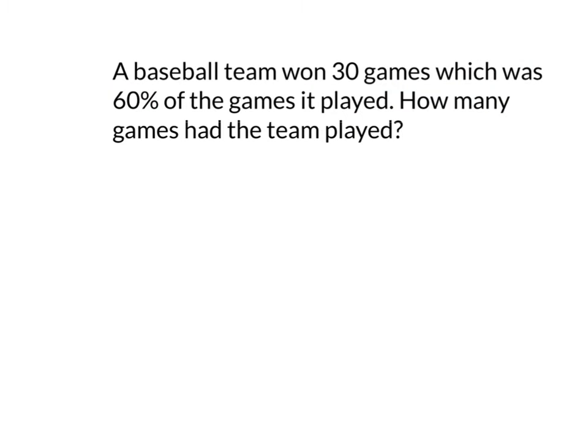We'll do a few more. Baseball team won 30 games, which was 60% of the games it played. How many games had the team played? So again, I've got my proportion. Part over whole equals percent over 100. And again, I know that 100 is going to go here, and the 60% will go above that 100. Now, let's see. Of this baseball team, they won 30 games, which was 60% of the games it played. The total games it played, that would be the bigger number. That would be my whole in this case. I'm looking for that value, and the 30 goes here.